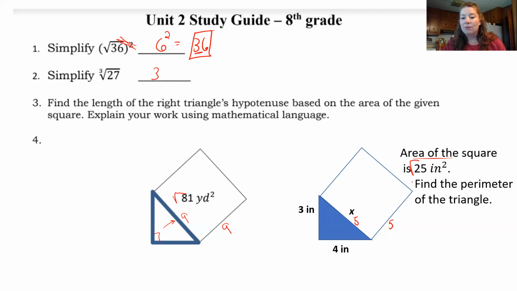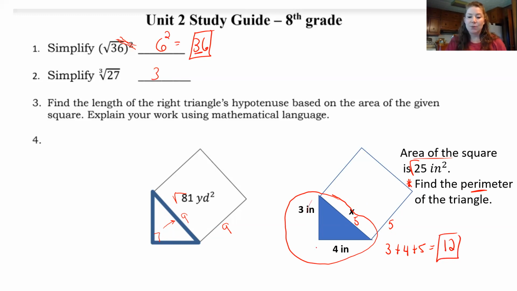Now that you know all 3 sides of this triangle, what is the perimeter of the triangle? You just add together 3 plus 4 plus 5, and we get 12. On the test tomorrow, it's more similar to this question than the original one, although that's a great question as well. Okie dokie.